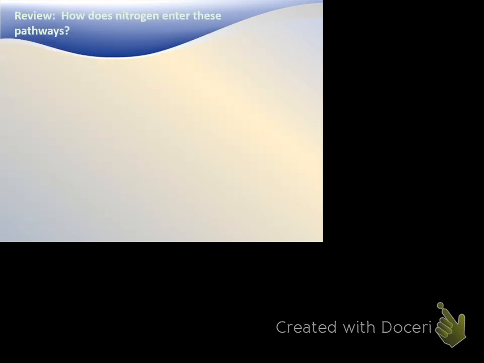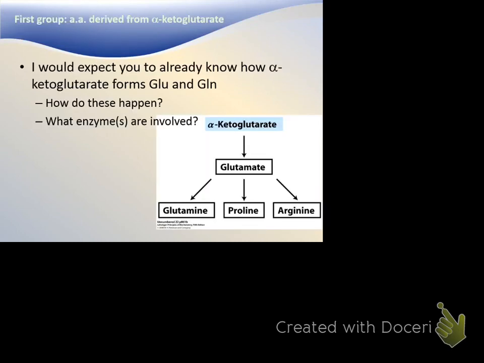Now, on your own, you'll want to review how nitrogen enters in pathways, and once again, it comes from glutamate and glutamine. It's from earlier in this chapter, and also from whenever we talked about how to get rid of nitrogen as well. So I'll let you look at those on your own. I do expect you to know how alpha-ketoglutarate forms glutamate and glutamine. You already talked about the enzymes involved, like the aminotransferases. We've talked about the synthetases before, so we don't have to worry about those. That way we can focus on proline and arginine, because those are new.